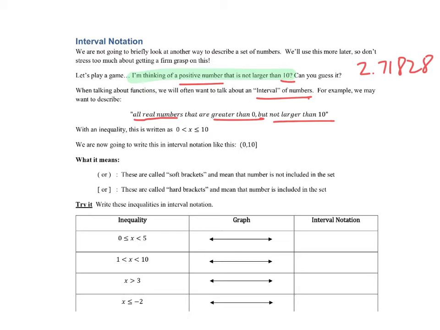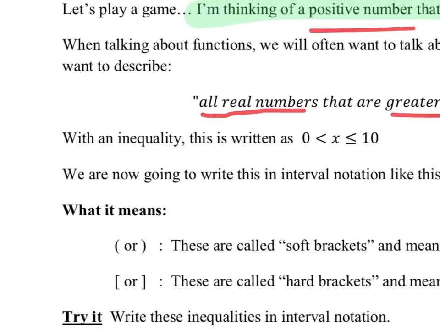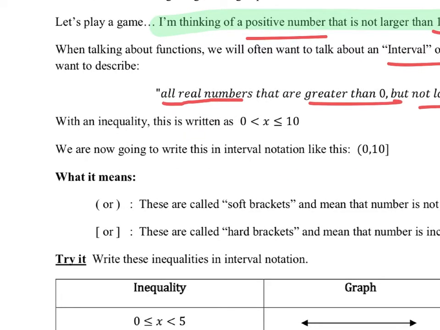So as an inequality, we can write that like this. If we're talking about the numbers that are greater than 0, x, the number you picked, has to be greater than 0, but x also has to be less than or equal to 10. Now we're going to introduce something called interval notation, and just another way to write that is like this. We're going to put 0, 10, because those are kind of the boundaries. And then we're going to use what we call a soft bracket on the left because 0 was not included, and a hard bracket on the right because 10 was included.